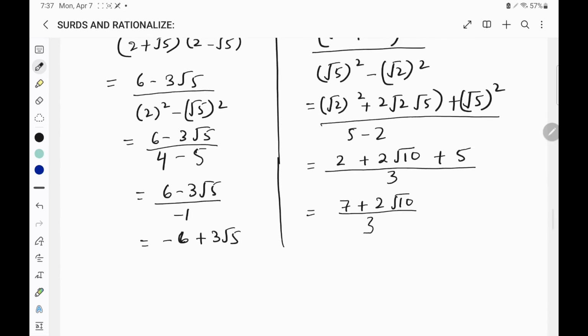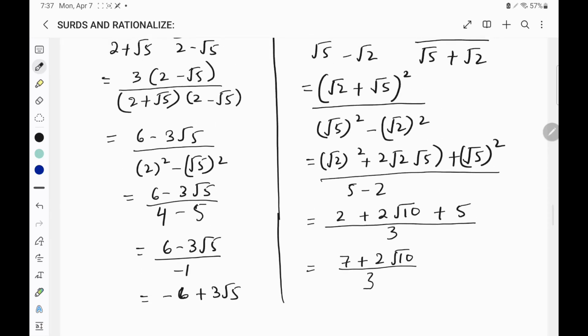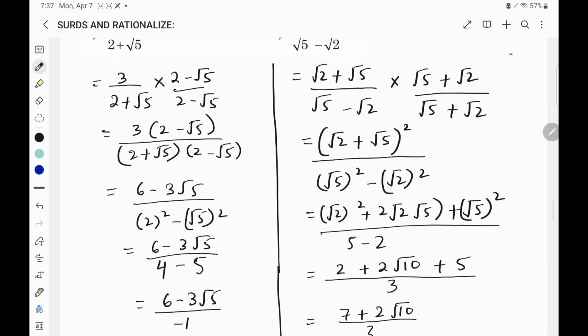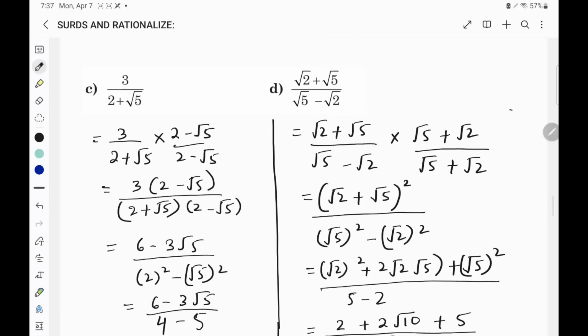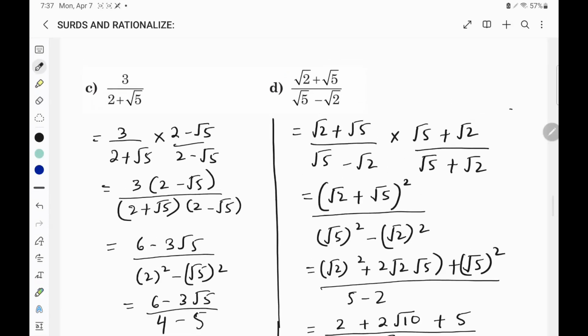This is the way we can rationalize. You can do more questions, just look into the book and do more and more questions. You can understand it very easily. So that was simplification of the surds and rationalizing the denominator.